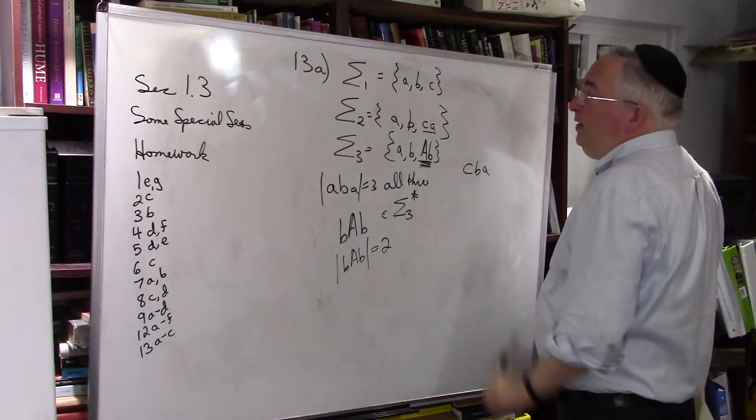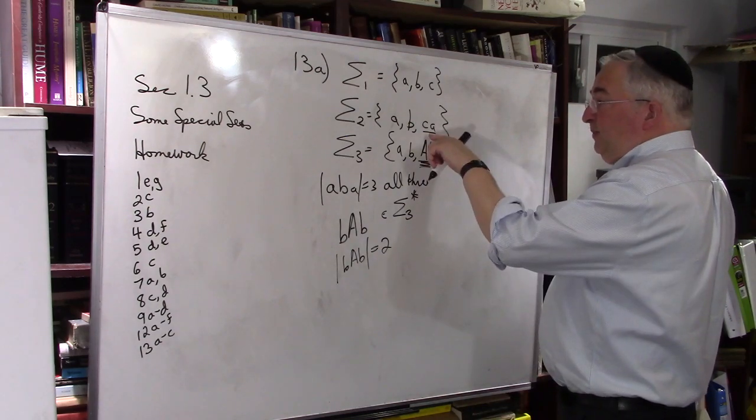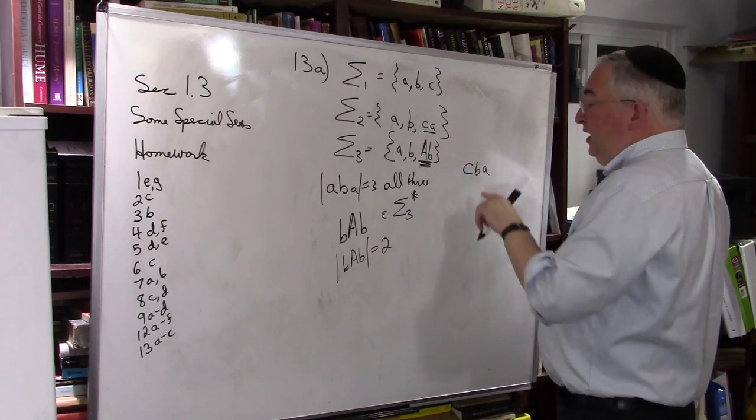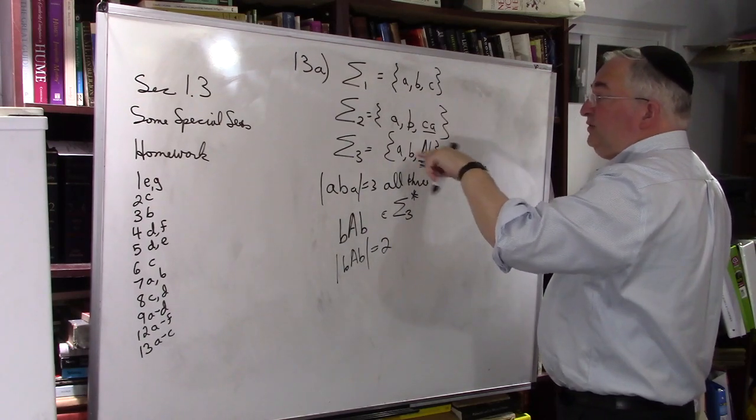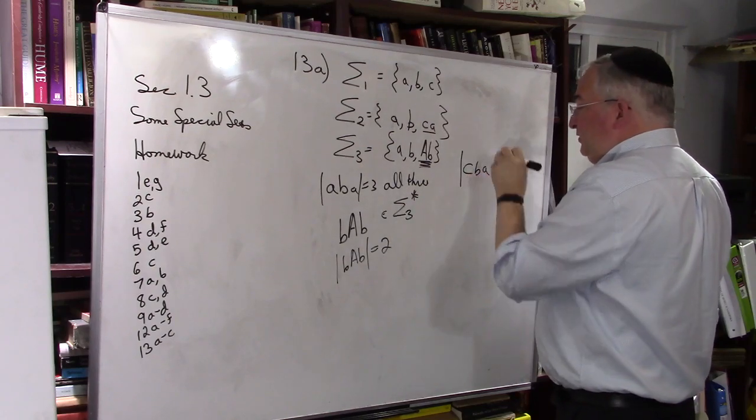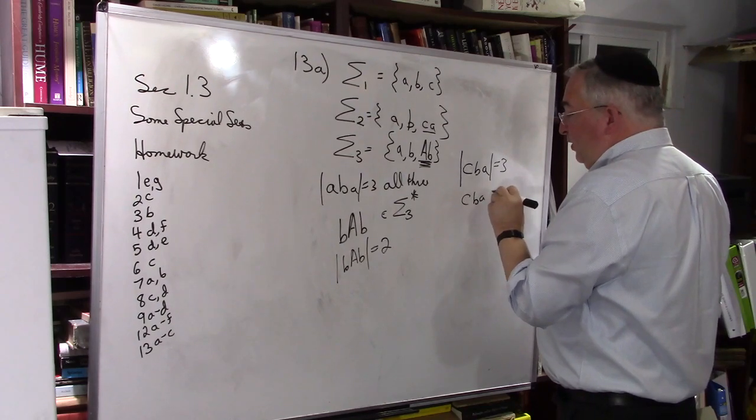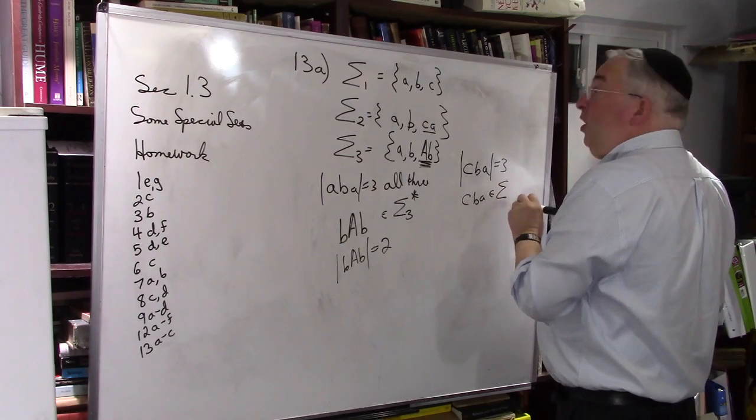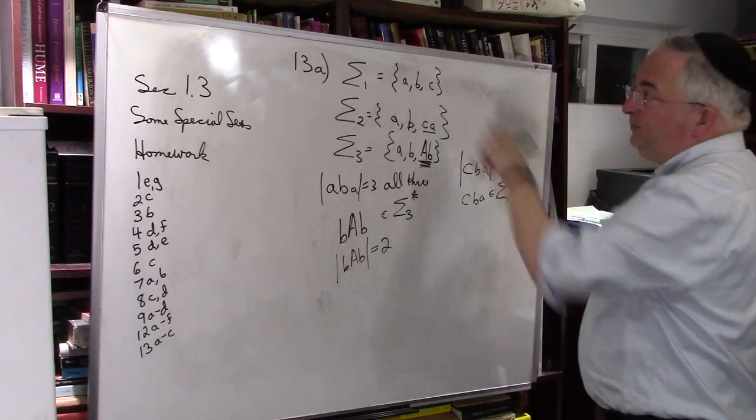And finally, C, B, A. Well, C shows up here, but only as the beginning of CA, and so this is not a member of that. It's not in here because there's no C here, so this is here. CBA is equal to 3 elements, and CBA is a member of sigma 1 star. So it only comes from there.